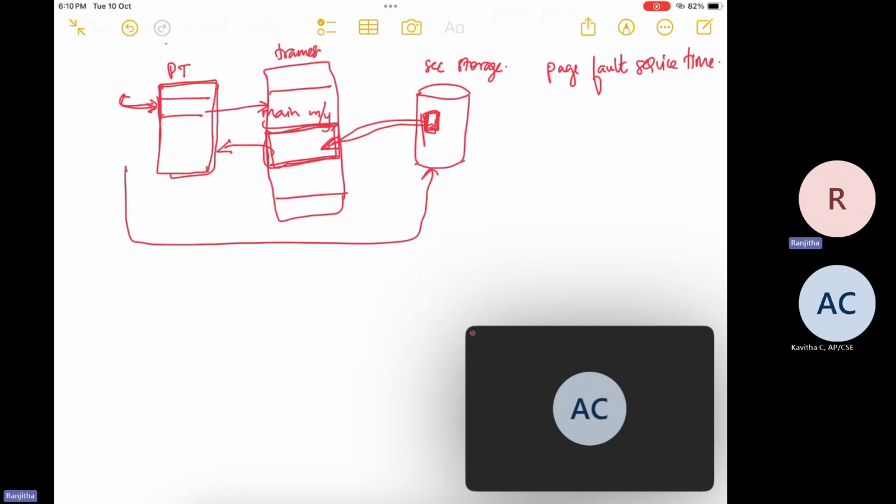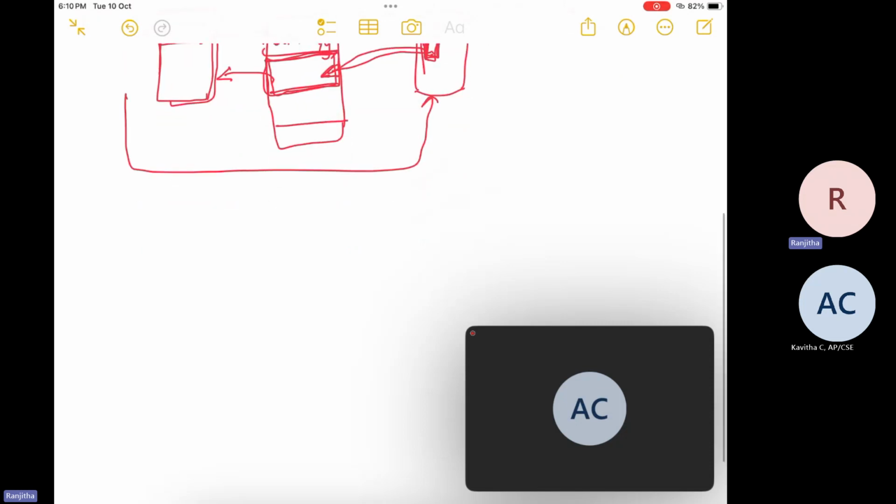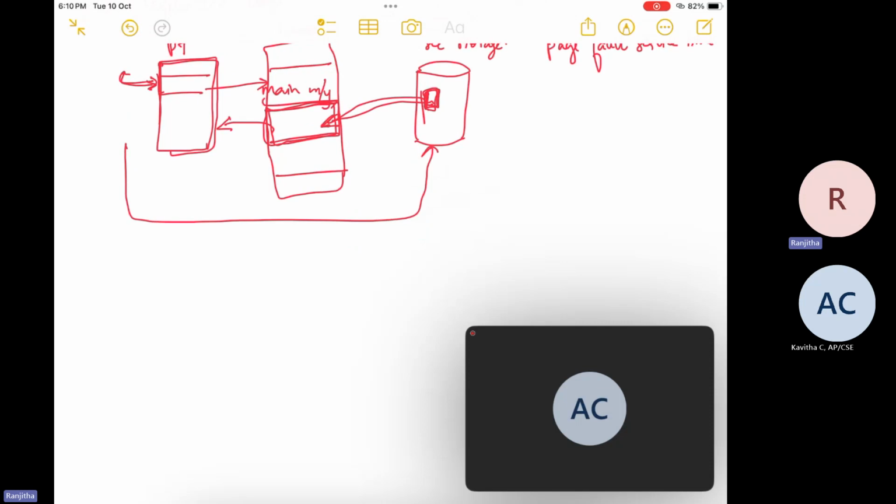So if there is a hit, that is if it is available in the page table, then the memory access time will be much lesser. Whereas if it is a miss, that is when the content is not present in the main memory, we call it a page fault, and the amount of access time is higher. So we'll quickly recap that equation when it was for TLB, and similarly we have for page fault.